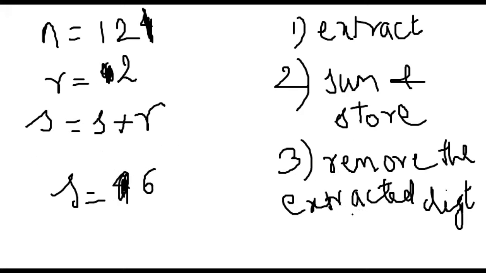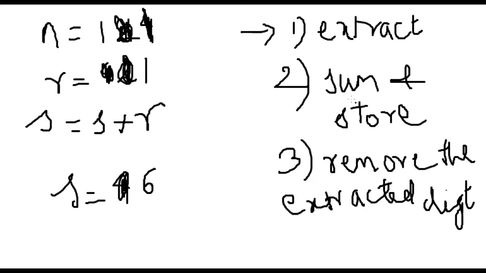Then removing will take place, that is the last digit will be removed. So 2 is also removed. So we have 1 remaining. So again, we go over here. Then it is the extract part. Extraction will take place. So R will get a new value. And since there is only 1 digit left, 1 will be extracted and it will be stored in R.